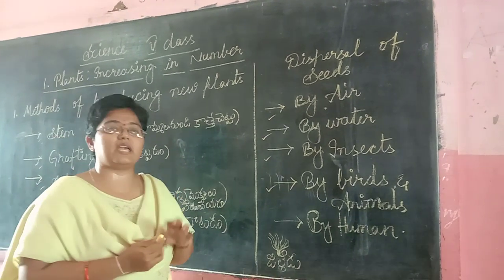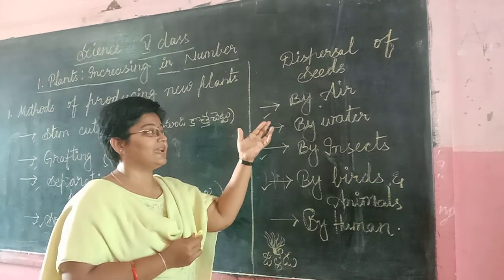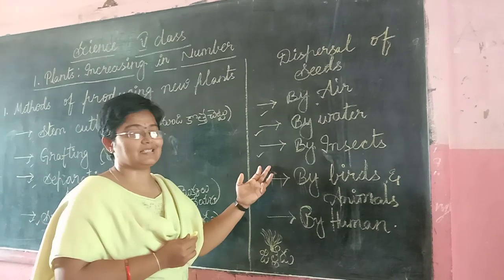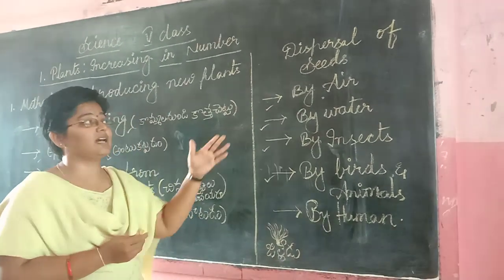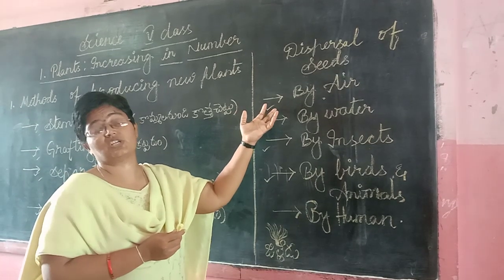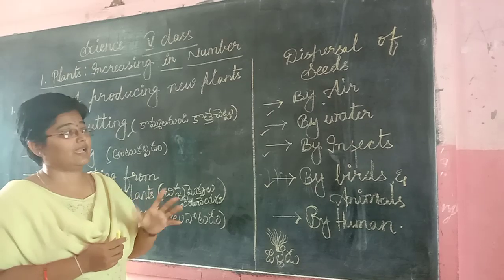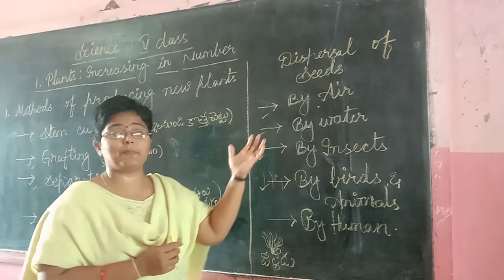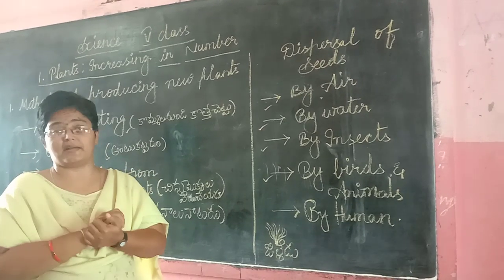So in how many ways the seeds get dispersed has been listed out here: by air, by water, by insects, by birds and animals, by human. We have seen that the seeds which are light travel through air. By water, how does it happen? Have you ever seen the structure of a coconut?